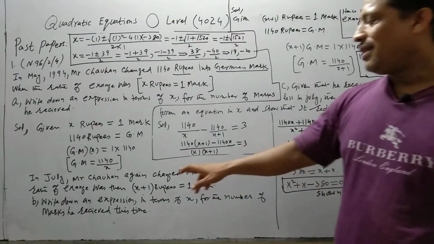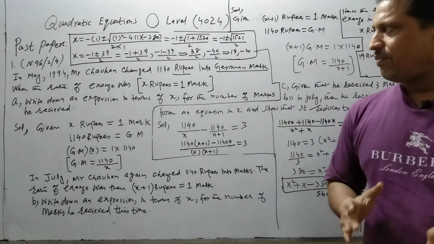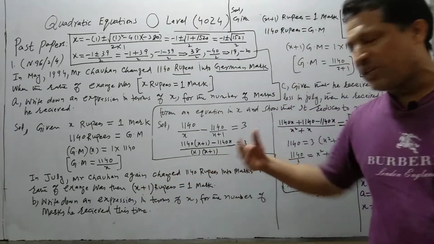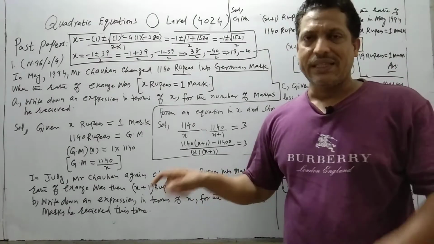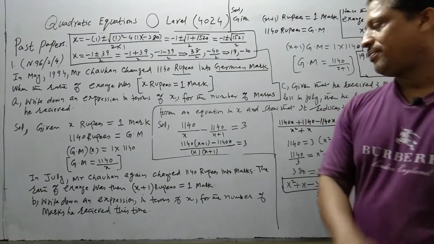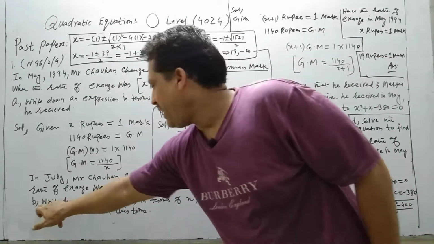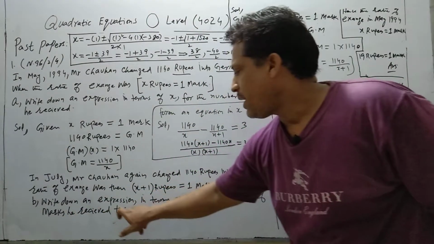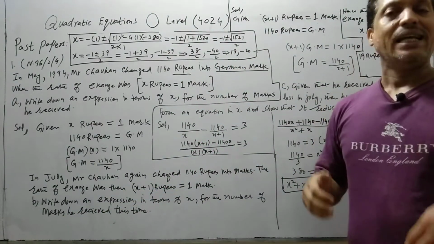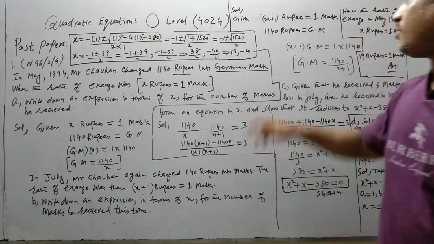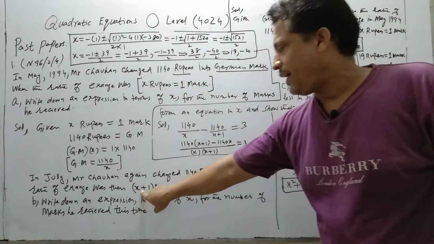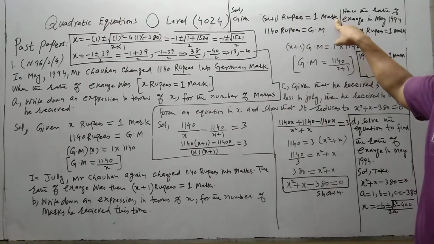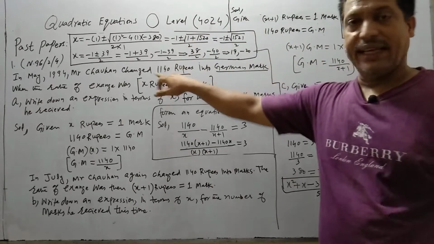It means the rupee's value declined, because in May X rupees equals 1 mark and in July X plus 1 rupees is equal to 1 mark. It means the rupee devalued more in July. What is part B? Write down an expression in terms of X for the number of marks he received this time. Again, we apply the same methodology. In July, the currency rate is given as X plus 1 rupees is equal to 1 mark. How much does he have? He has 1140 rupees.